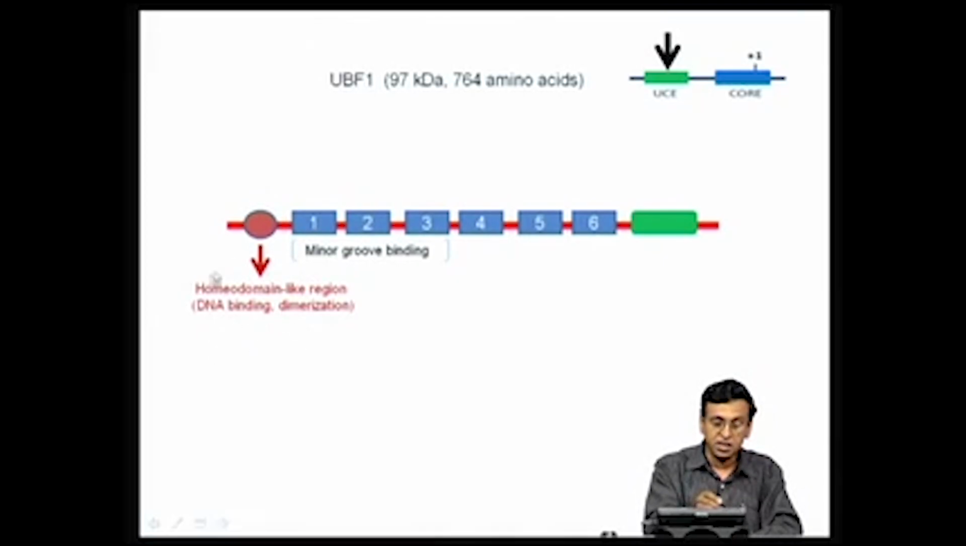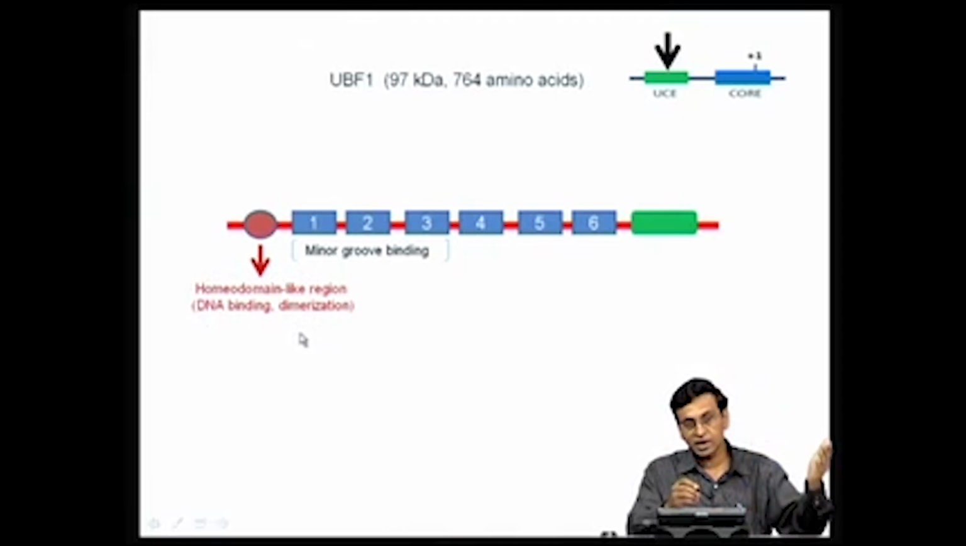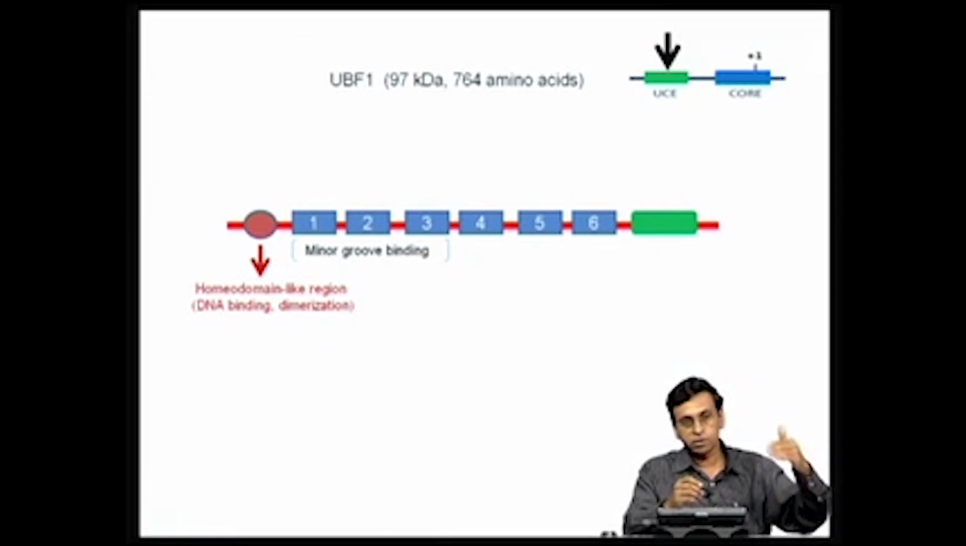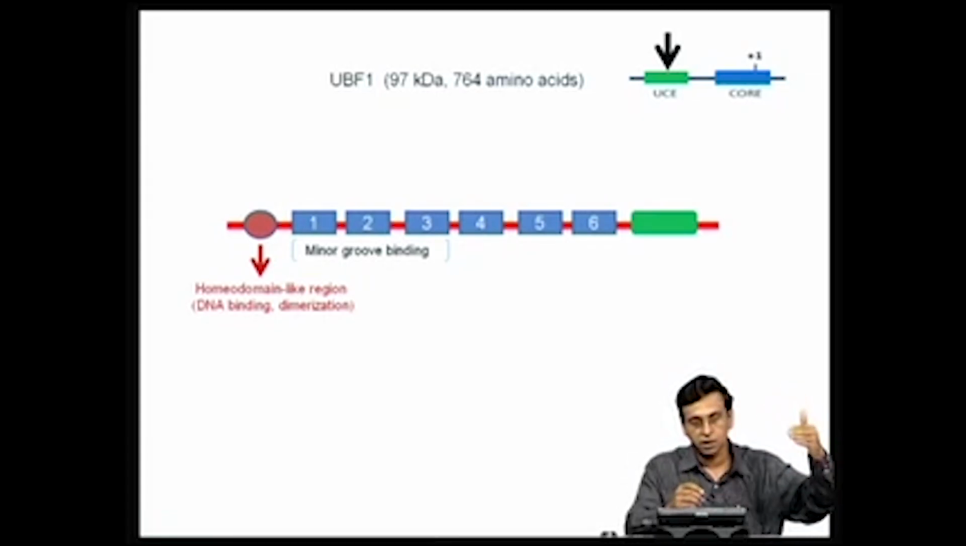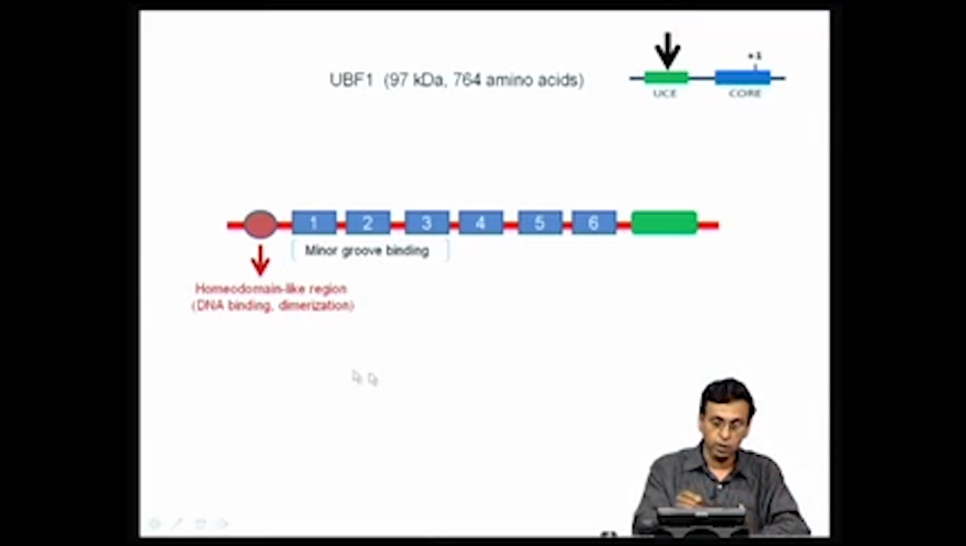We have studied extensively what a homeodomain is in our previous classes, when we discussed RNA polymerase II transcription and what kind of DNA binding motifs the transcription factors involved in RNA polymerase II transcription contain: zinc finger motifs, leucine zippers, helix-loop-helix, helix-turn-helix, homeodomain, and so on. So, this transcription factor, which is involved in Pol I, also contains a region involved in DNA binding and dimerization, a homeodomain-like region.